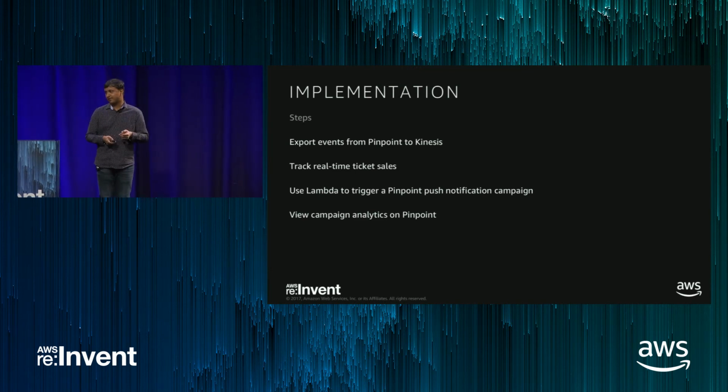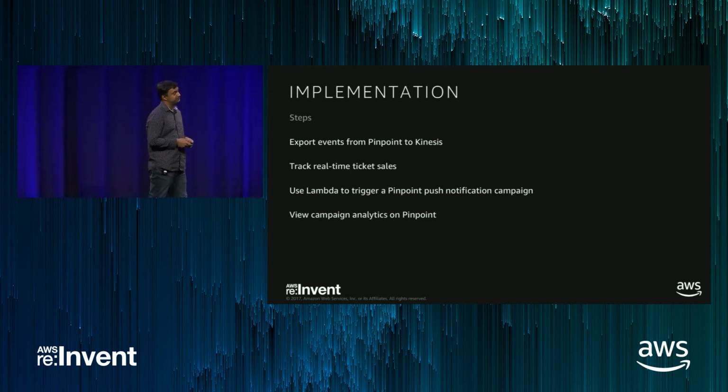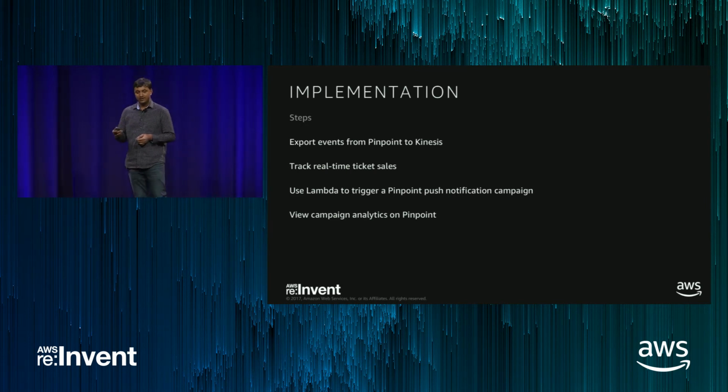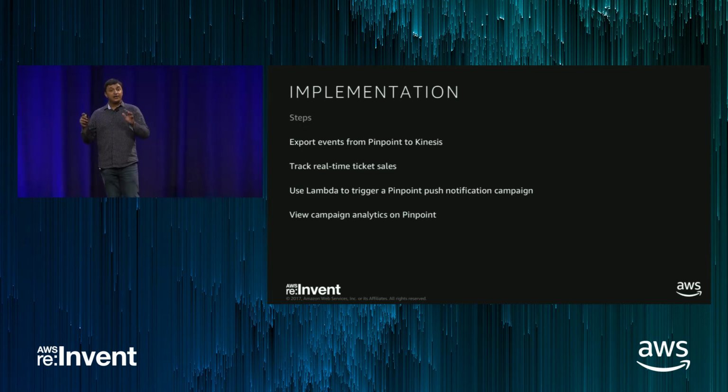So just a quick recap of the implementation that I discussed. You export events from Pinpoint to Kinesis. You track real-time ticket sales using the Lambda. You then use the Lambda to trigger a push notification campaign on Pinpoint. And you can view all of this analytics on Pinpoint again.